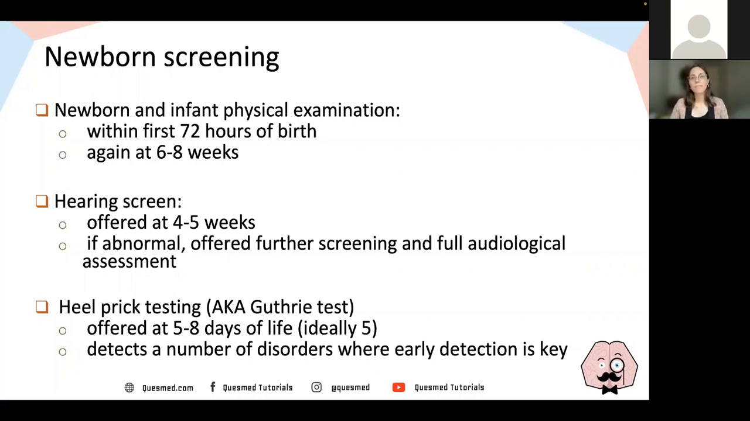And I would say probably for your exams, the main things to know are what tests are included in the heel prick testing. It is quite a common question. And also, what's the path for hearing screening? So what's the first stage? Like I mentioned, otoacoustic emissions, and then you move on to other responses. Worth knowing that sequence.